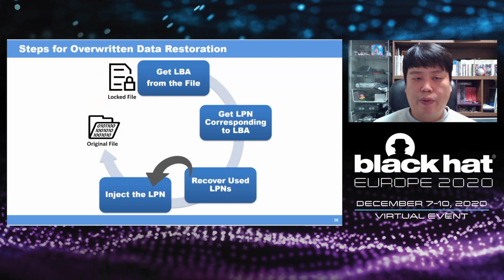The final step is that we replace the current LPN with candidate LPNs, and then we read this file again, and it would be decrypted with the original LBA. If that file is not the file we are looking for, in this case, we retry, replacing the LPN with the other candidate LPNs. Probably we can find the file we are looking for.